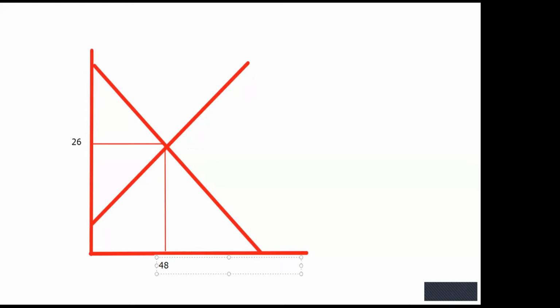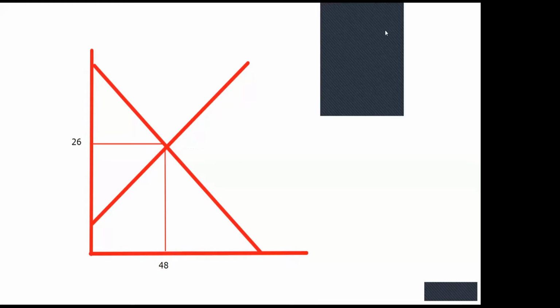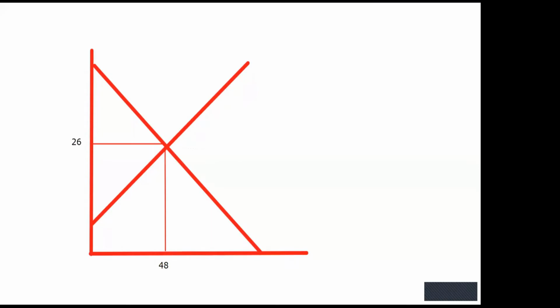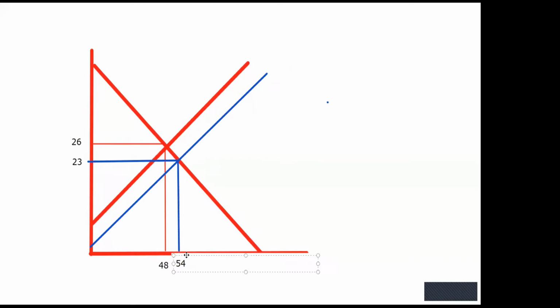Then what happened? There was a subsidy. All of a sudden, there is a subsidy that the government put. So when the government put in that subsidy, the supply curve shifts to the right. There's a rightward shift in the supply curve. So now you have a new equilibrium price and a new equilibrium quantity, that is 23 and 54. So this is 23. This is 54. Done. Now they're asking you to compare economic surplus.